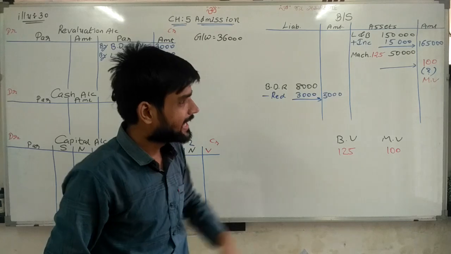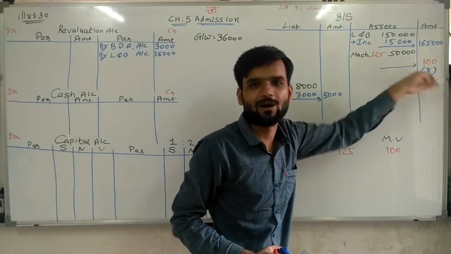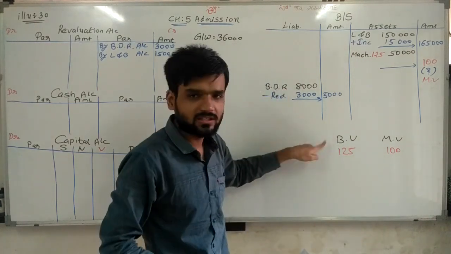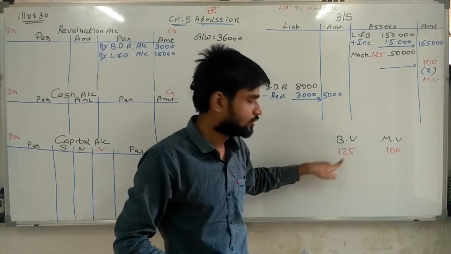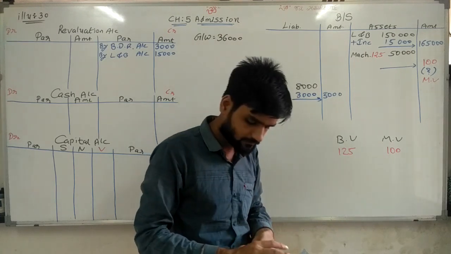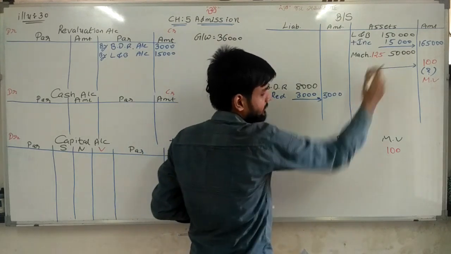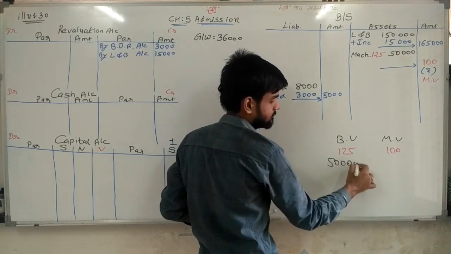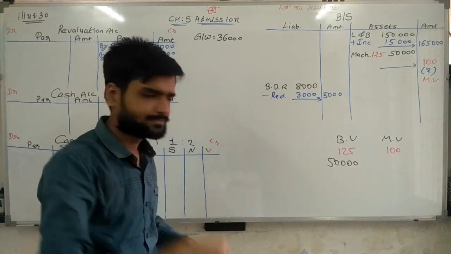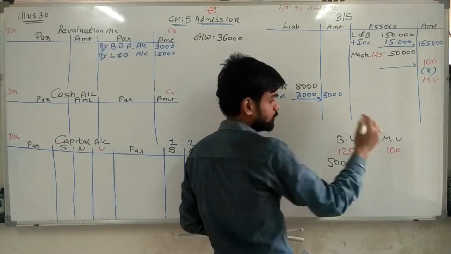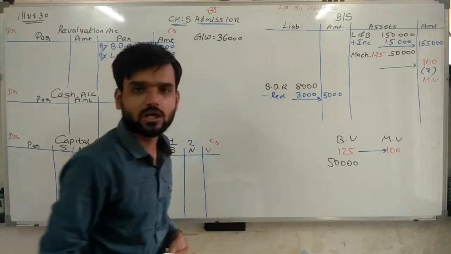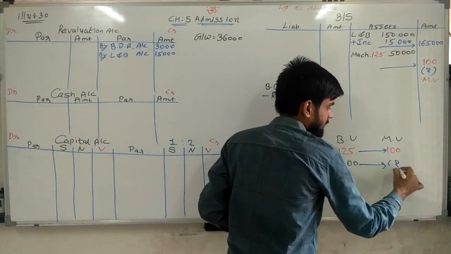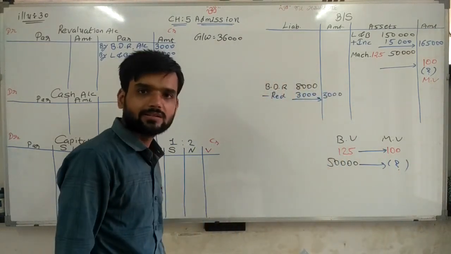But actually which value do we need? Market value, because we need to write it. And this is already 25% more, so we have to write 125. So book value is given. Under book value I am writing 50,000. Now compare: 125 book value, then market value 100, then if book value is 50,000, then what is the value of market?